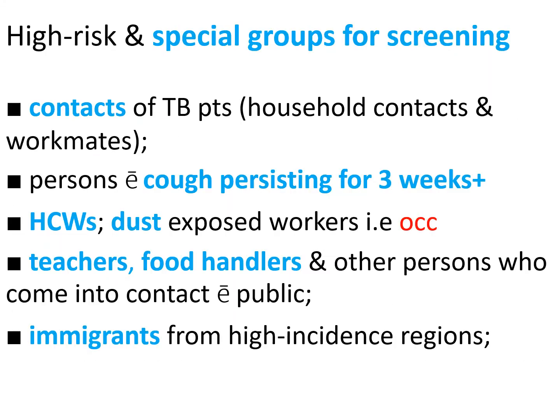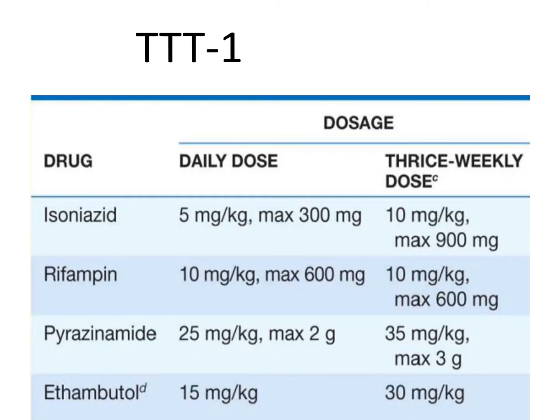High risk and special groups for screening: contacts of TB patients, persons with cough persisting for 3 weeks, healthcare workers, dust exposed workers. So it is an occupational disease, TB. For this we screen special workers, healthcare workers or dust exposed workers, teachers, food handlers and other persons who come into contact with the public, and immigrants from high incidence regions.